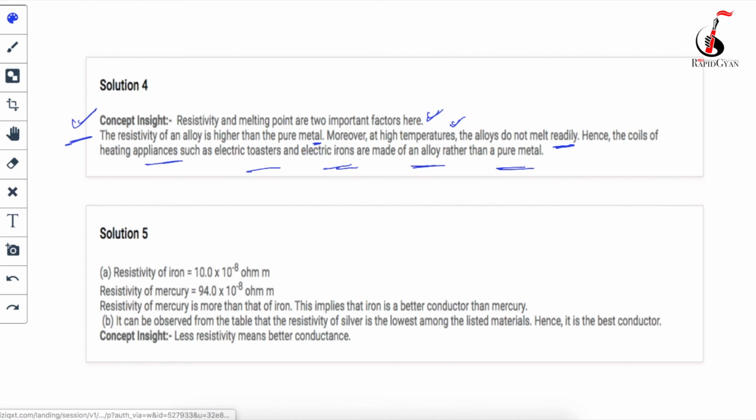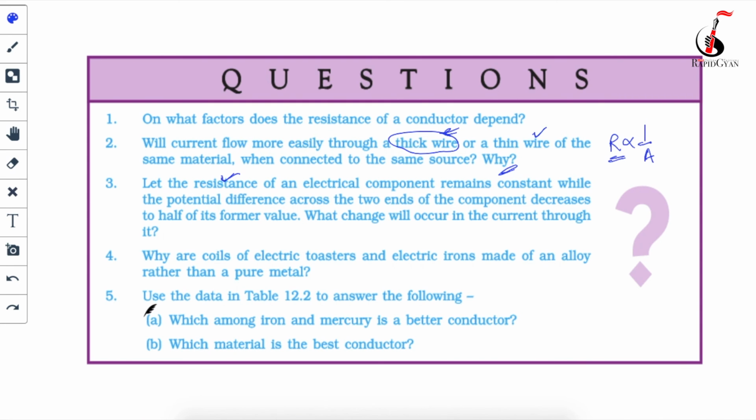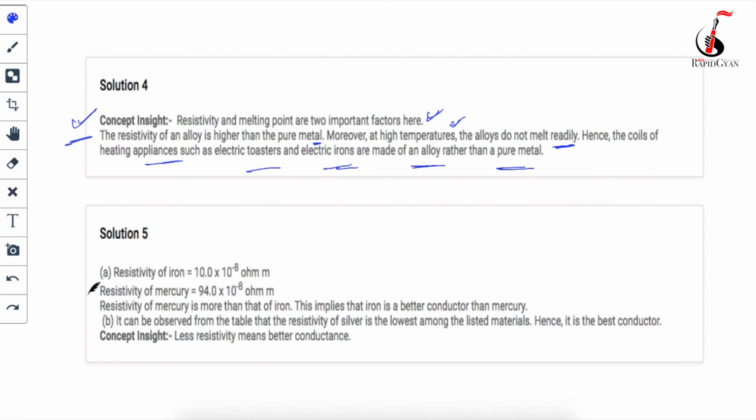Okay, beta. The last question is, use the data in the table 12.2 to answer the following question. Which among iron and mercury is better conductor? So of course, let's go. So here is your table. Resistivity of iron, if you go, there only they have written the resistivity. So resistivity of iron is this, and the resistivity of mercury is this. So it's simple that the resistivity of mercury is more than iron. This implies that iron is better conductor than mercury.